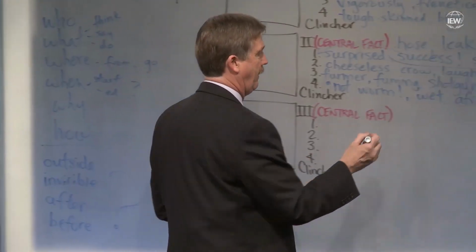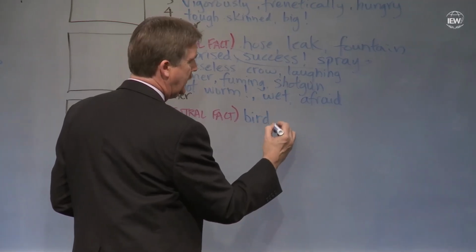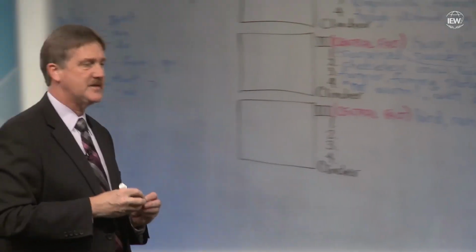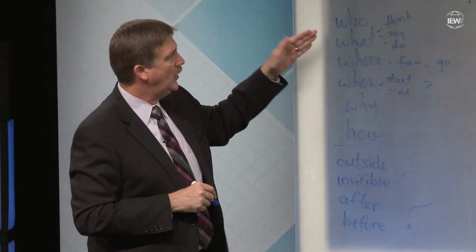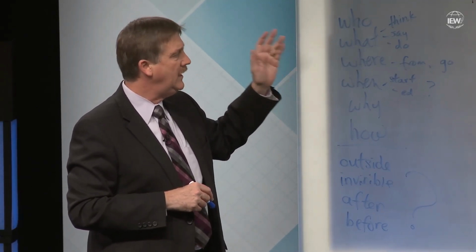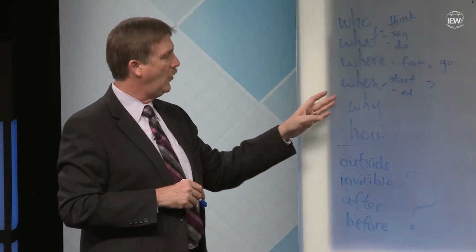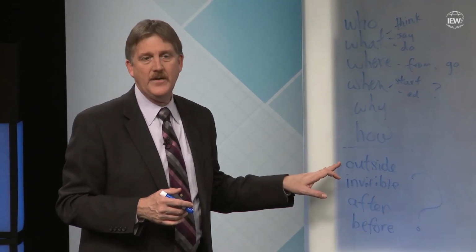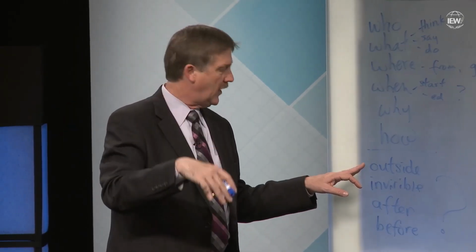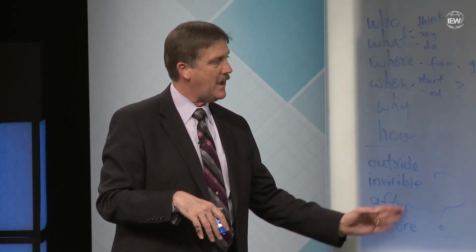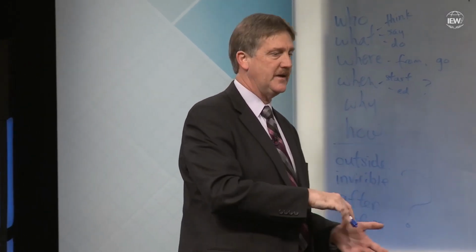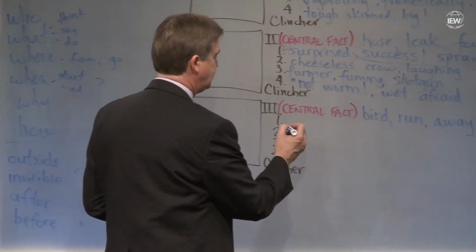So the central fact, what is it? Okay, Billy Bob Bird, run away. So ask yourself some questions. What is he thinking, saying, or doing? Where is he going? When will he get there? Why is he running? How, in what way is he running or acting? What's happening with the things outside, the crow, the farmer we put in? What might happen after this whole scene is over? Try and ask yourself some questions, put some answers into a keyword outline.